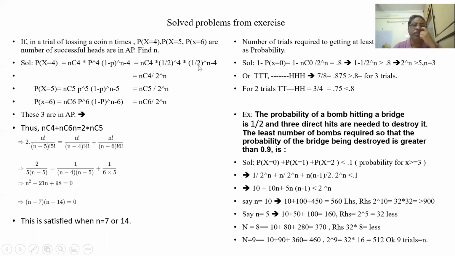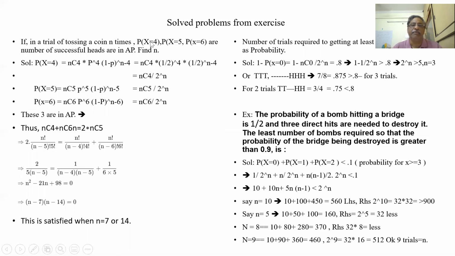1 by 2 to the power of 4 into 1 by 2 to the power of n minus 4. So the 4s cancel, giving 1 by 2 to the power of n. So nC4 by 2 to the power of n, this is nC5 by 2 to the power of n, this is nC6 by 2 to the power of n. How did you get 2 to the power of n? n minus 4 plus 4 is n, so 1 by 2 to the power of n.